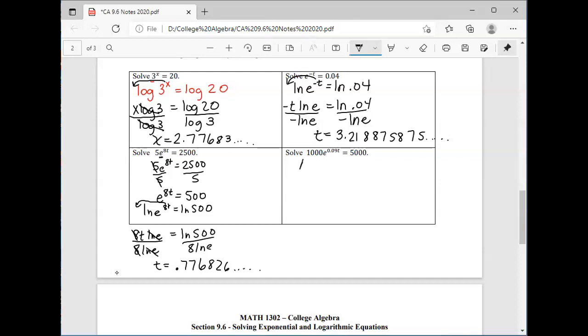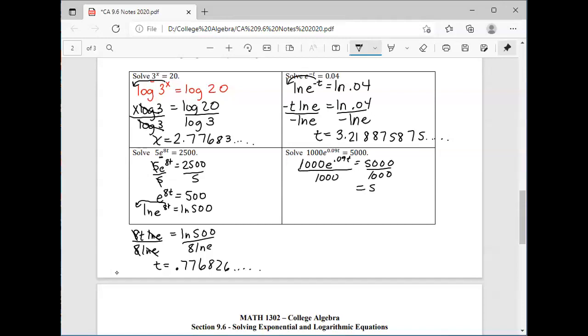What about this one? Do we have it down to just the base and the exponent? No. So the base is E and it's raised to the 0.09t. So we've got to get rid of that 1000. You don't take the natural log until you just have it down to the base and the exponent, because if you do it at this point, it's not going to help you. You need to get rid of this 1000 by dividing both sides by 1000 first.